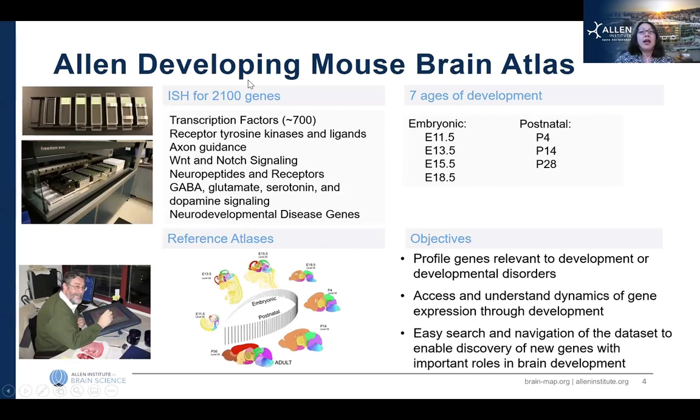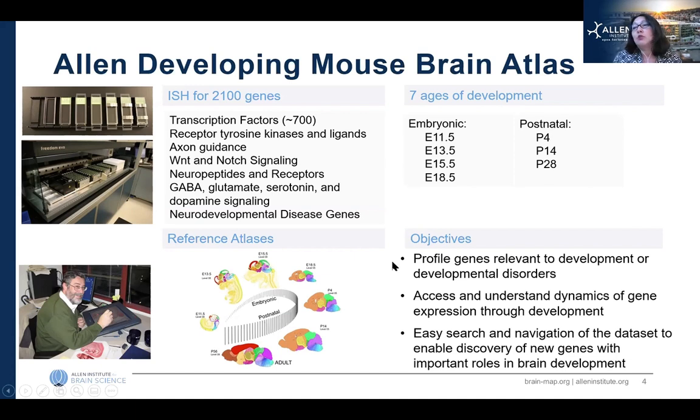So we created the Allen Developing Mouse Brain Atlas. It's a lot of work to do the in situ hybridization. So we expanded the number of time points that we had to do with 4 embryonic and 3 postnatal time points. But we limited it to a set of 2,100 important genes with families that would be highly relevant to development, brain disorders, or as markers for particular cell types or signaling pathways.